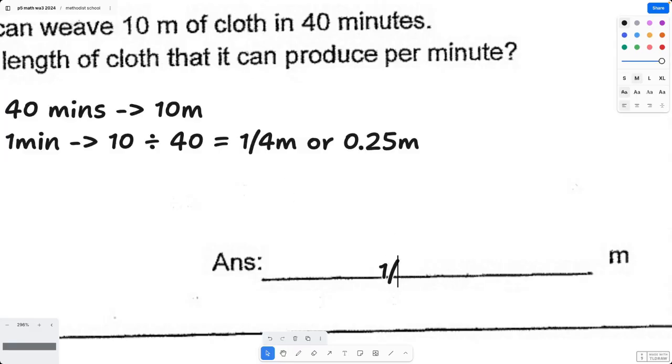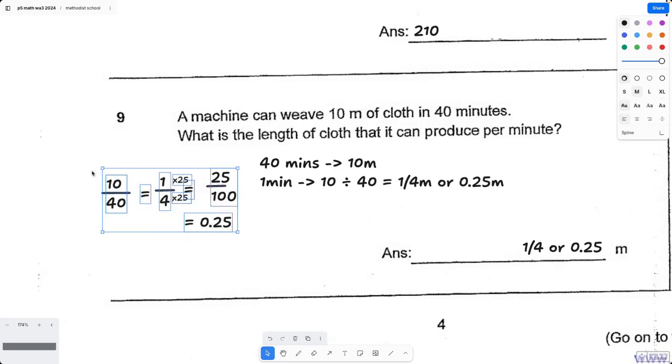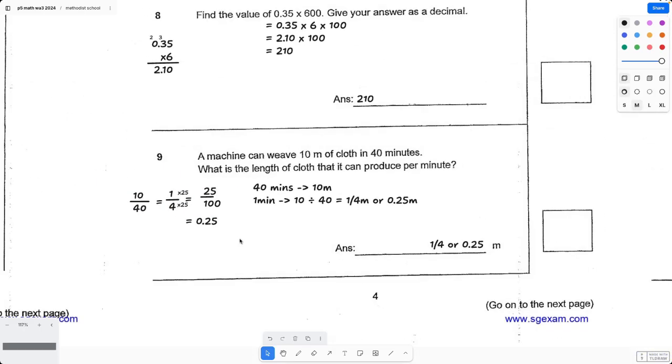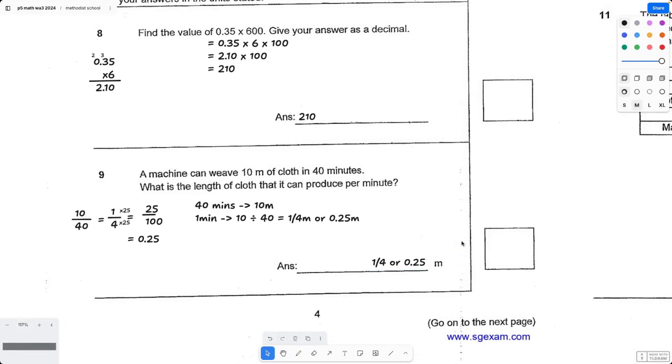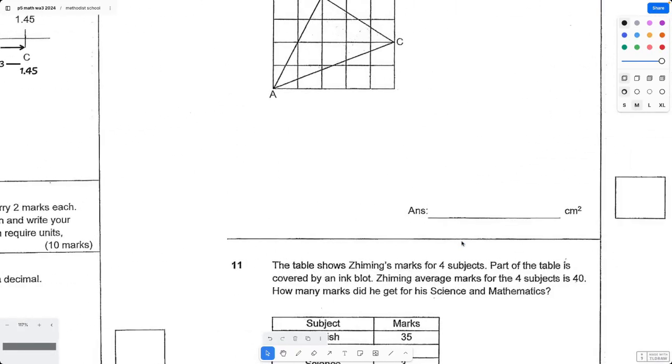So 1 over 4 or 0.25. It doesn't state which, so the easy one obviously is just 1 over 4, right? 10 over 40 is 1 over 4. By the way, this works as well. Okay, let's move on to the next question.